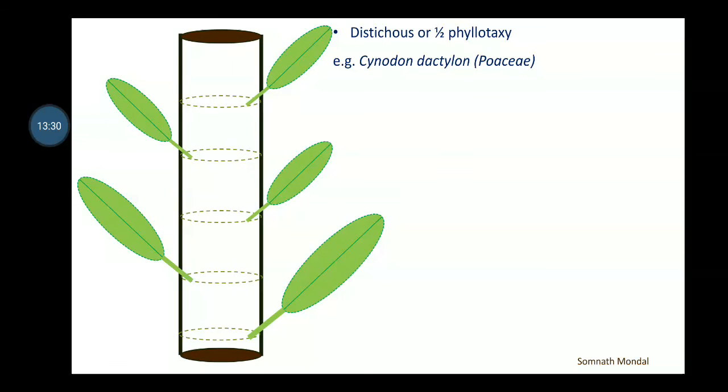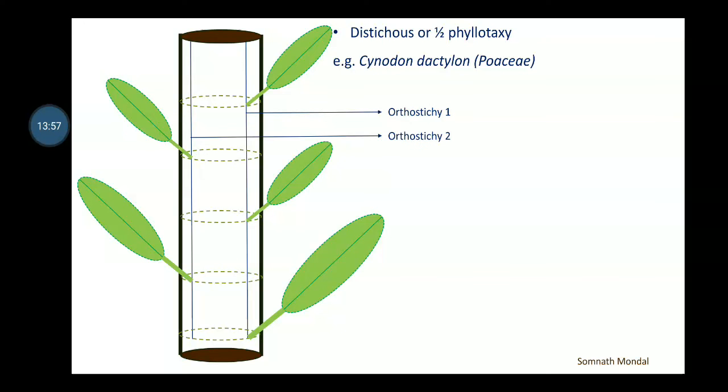Now look at that. So on stem, this is disticus phyllotaxy, where 1 leaf at each node. So let's count. Let's start from the lowermost. So look at that. There is 1 line, 1 vertical row where 3 leaves are present, and there is another vertical row where 2 leaves are present. Therefore there are 2 orthostiches, orthostiche 1 and orthostiche 2. In 2 orthostiches or 2 vertical rows, all the leaves are arranged.